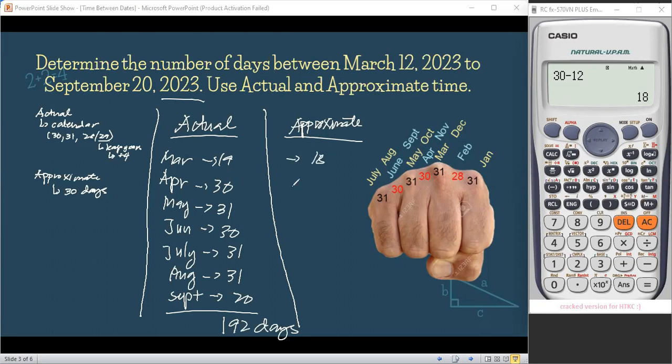So here we have 18, 30 sa April, ganun din po sa May, June is also 30, July is also 30, August is also 30, and September is 20. Bakit po 20? Kasi siya po yung stop, September 20, 2023. Now, adding them all, so 18 plus 30 times 5, that is 150, plus 20 again. So that will give us 188.